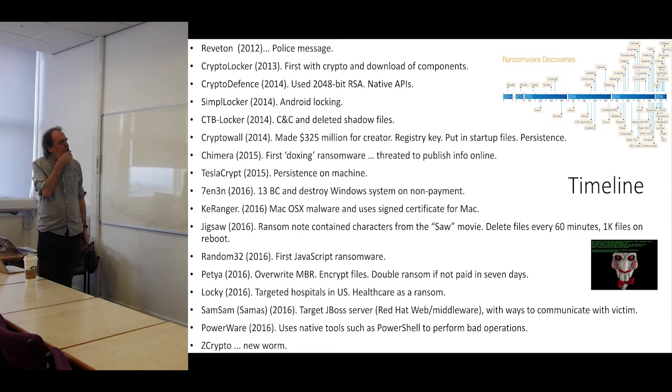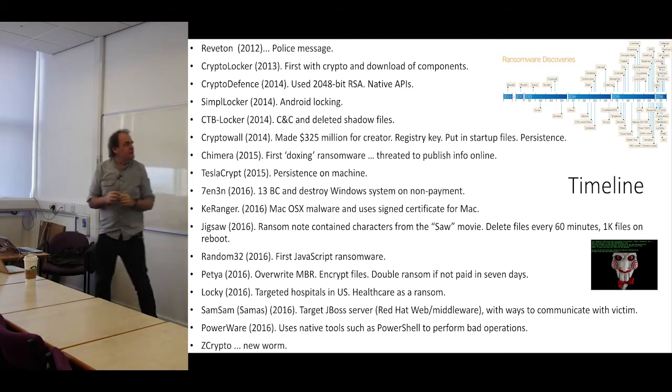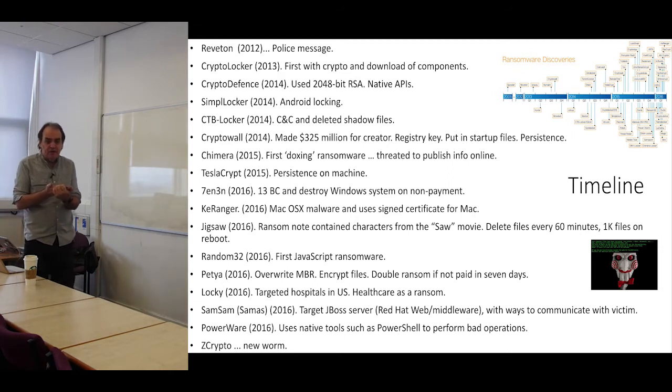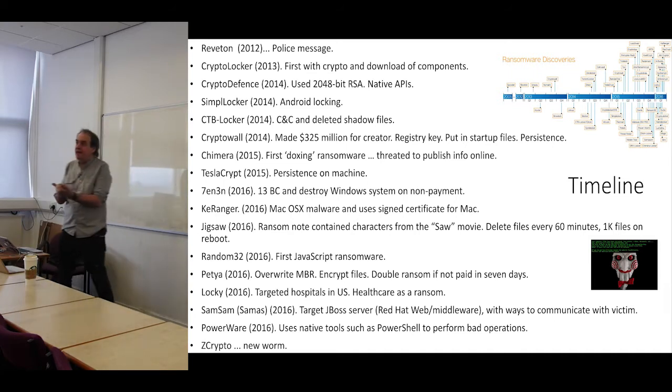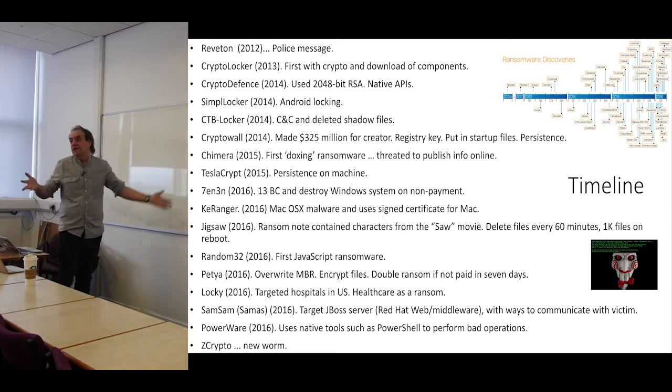So then it went on to CryptoLocker in 2013. It was the first one to integrate cryptography into it and also to have downloadable components from a web infrastructure. We then saw CryptoDefense, which was the first one to use public key encryption. I'll explain the encryption involved, but the core of most of it is public key encryption. It was using top quality RSA encryption to make sure that the keys were protected. It also used native APIs for the first time. It was using the APIs on the machine to create it, rather than downloading its own crypto, it was using the native APIs within typically Windows.